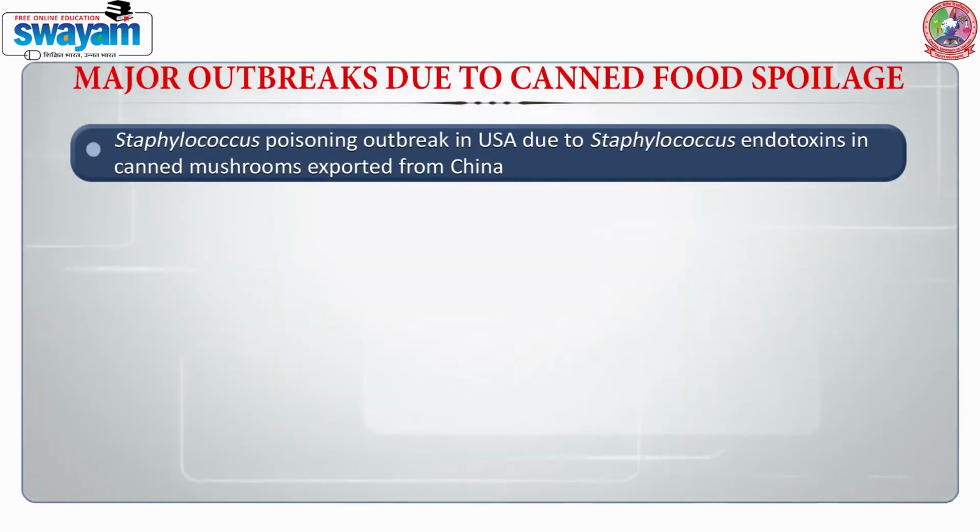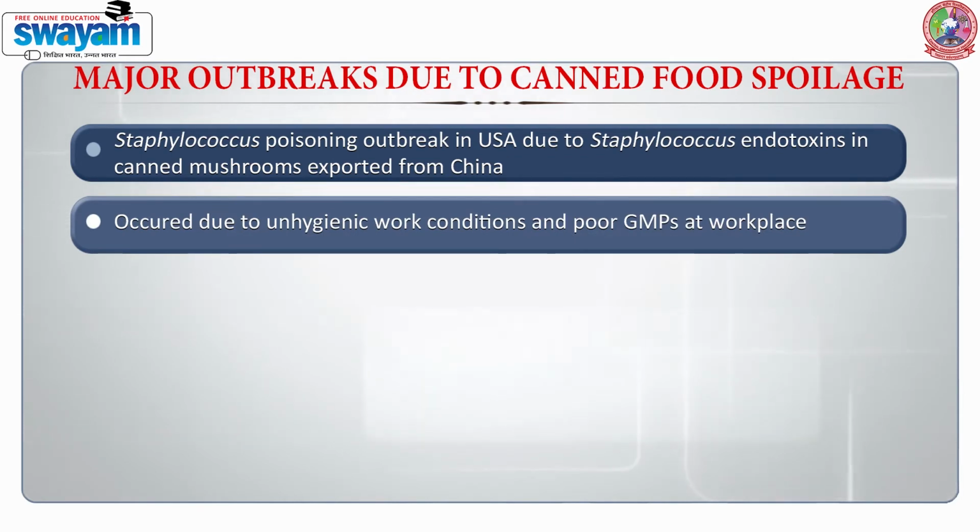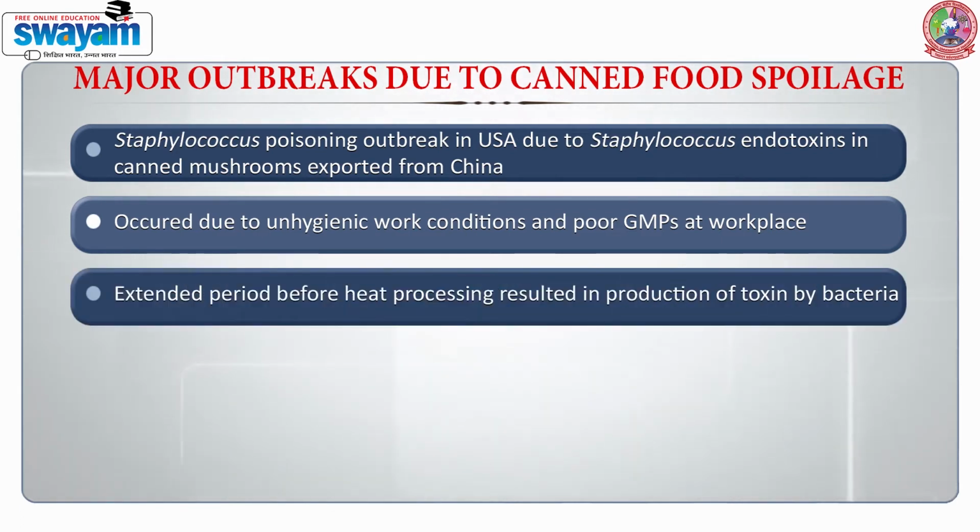A major outbreak due to canned food spoilage was staphylococcal poisoning in the US, due to Staphylococcus enterotoxin in canned mushrooms exported from China, which was attributed to unhygienic work conditions and poor GMPs at the workplace. An extended period before heat processing results in production of the toxin by the bacteria.